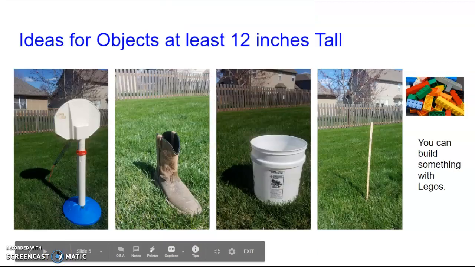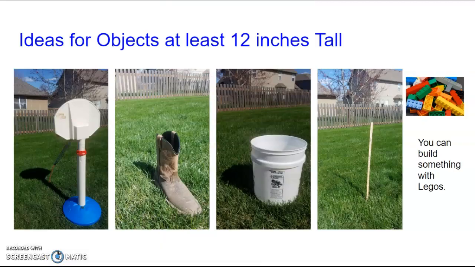Okay, so one of your supplies I said is that I'd like for you to have an object that's at least 12 inches tall. So I went into my garage and I looked around, and these are some items. So we have a plastic basketball goal. I grabbed my son's boot. We have a bucket. I actually have a yardstick, and right now the yard is soft enough that I was able to put it into the ground, but be careful, you might need an adult to help you with that.